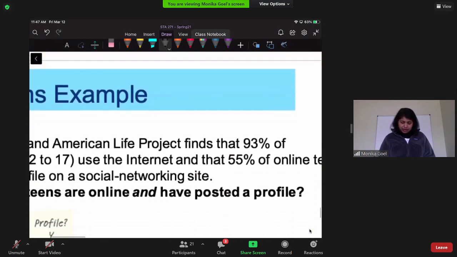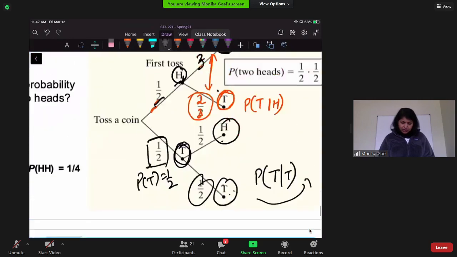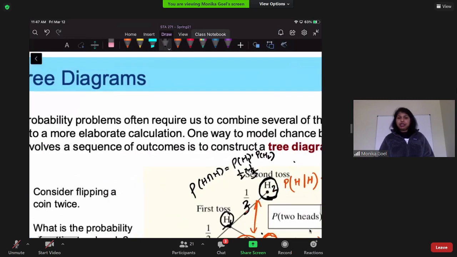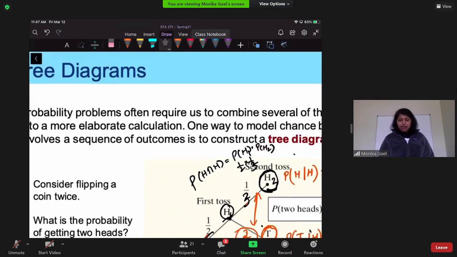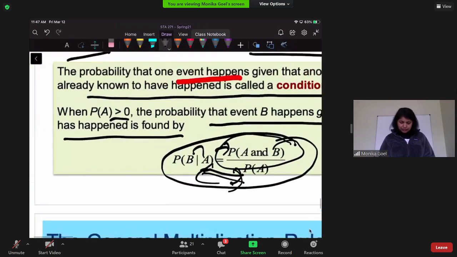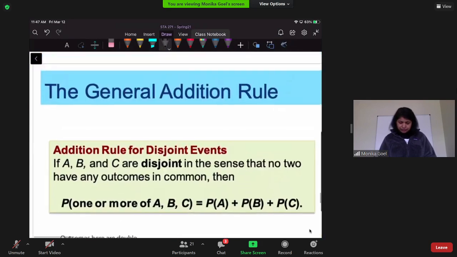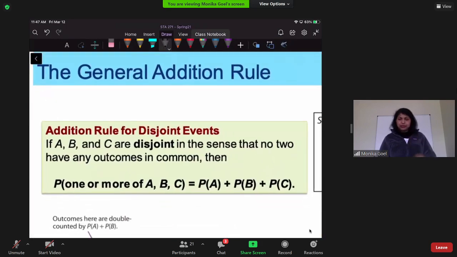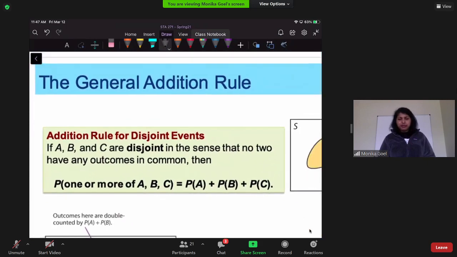All right. So this was about how to read a tree diagram. And our next topic is Bayes rule. Okay, so I think I mentioned this part before.